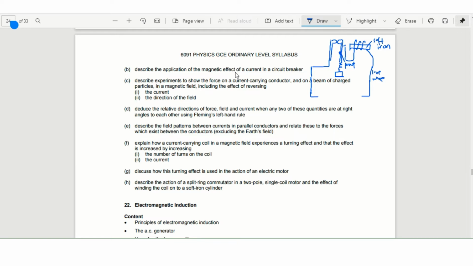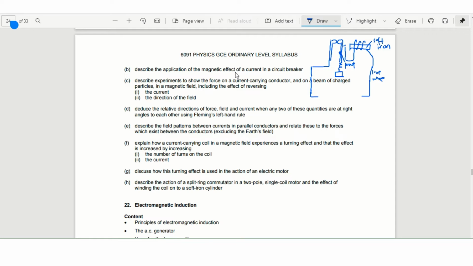So the purpose of a circuit breaker is basically to cause a trip when the current exceeds a predetermined amount. And how does it do that? Well, under normal conditions, when there is a current flowing through, this soft iron gets magnetized.